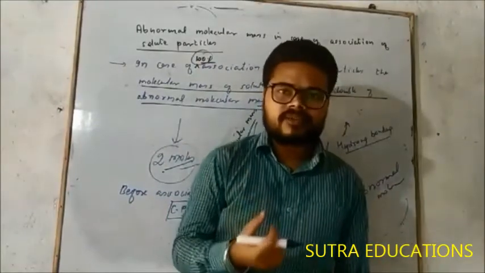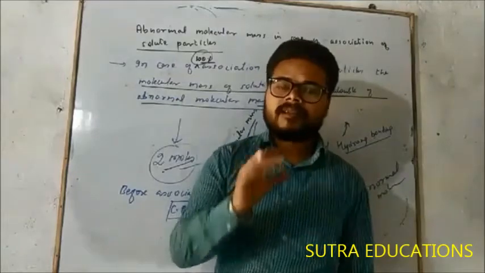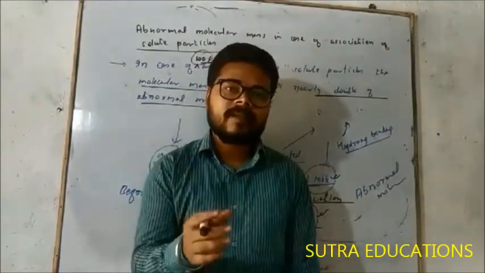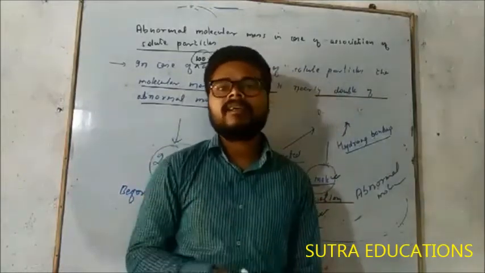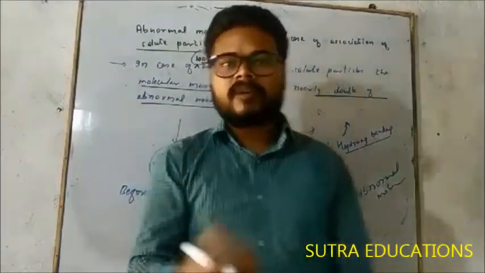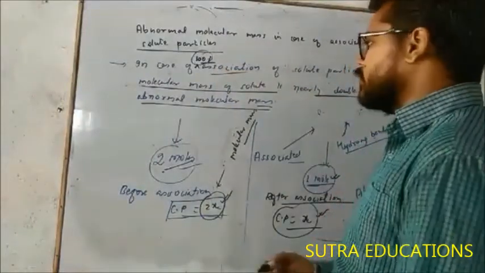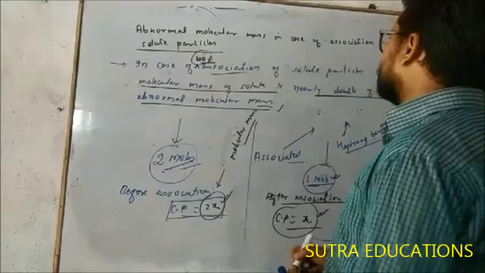In case of association less than 100%, abnormal molecular mass will be less than molecular mass. But this time we can't say that molecular mass is nearly double of the abnormal molecular mass, because 100% association is not taking place in this case. Okay. Now abnormal molecular mass in case of dissociation.